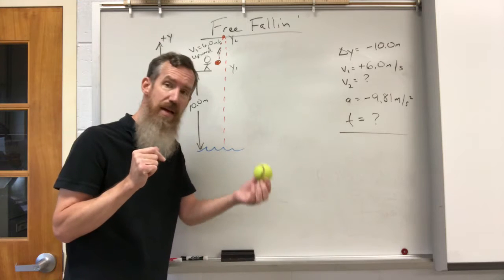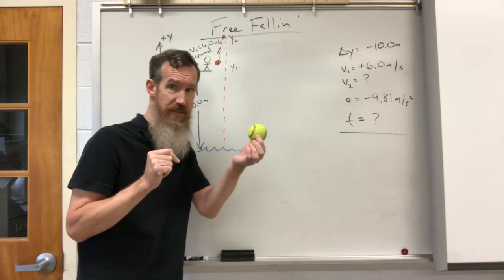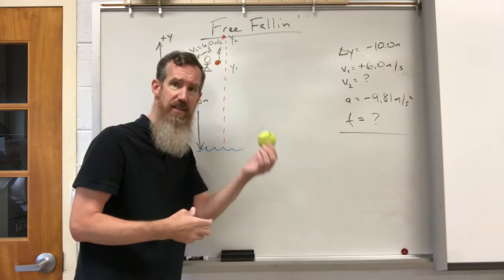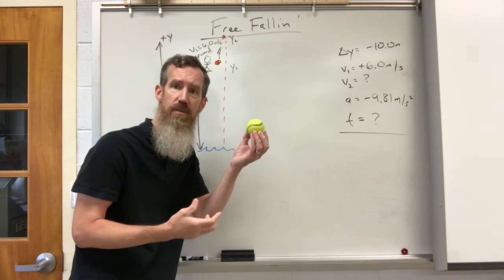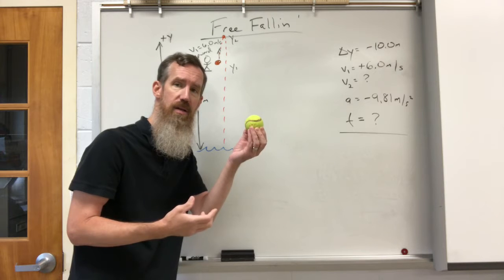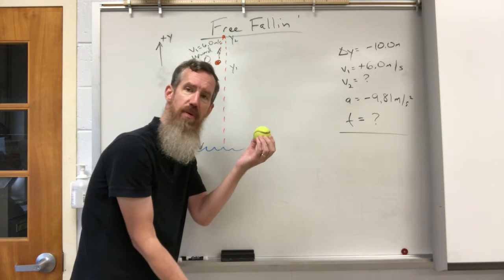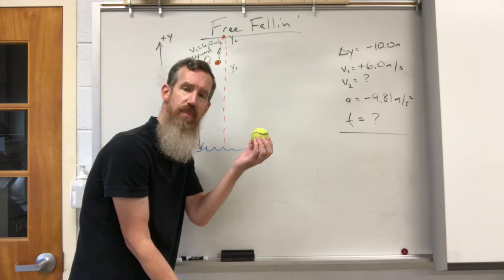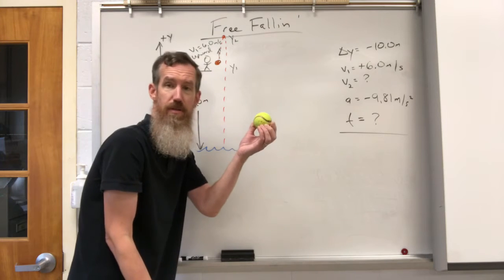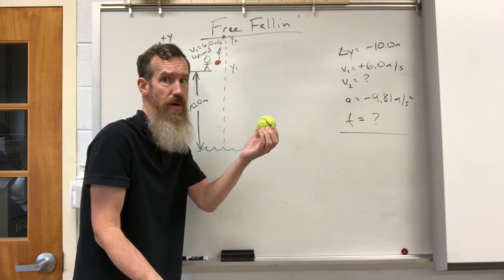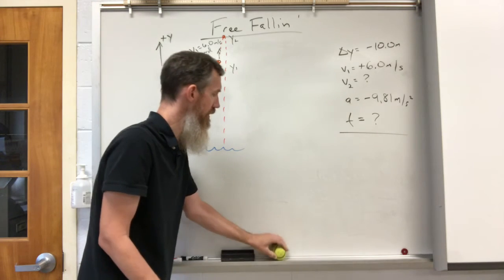Now, when this object stops, don't think acceleration stops. Acceleration does not stop, because if acceleration stopped, the object, when it reached maximum height, would just sit there and float. That doesn't happen. Everything, all the time, is being pulled down with an acceleration of 9.81. So don't think just because speed goes to 0, velocity goes to 0, that acceleration also goes to 0. No, not the case.